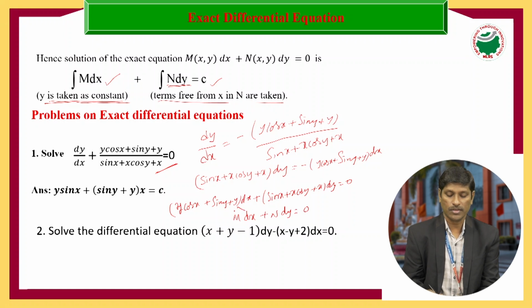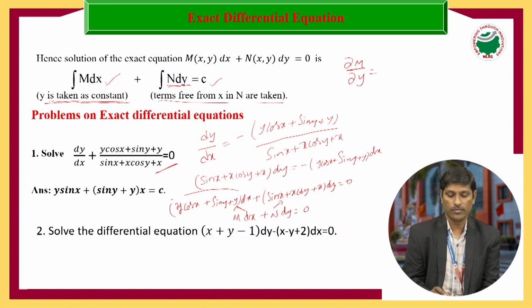So this one we say is m, and this one is n. Now we need to apply the partial derivative, right? The partial derivative needs to be applied with respect to x as well as y. First we apply m with respect to y, ∂m/∂y.